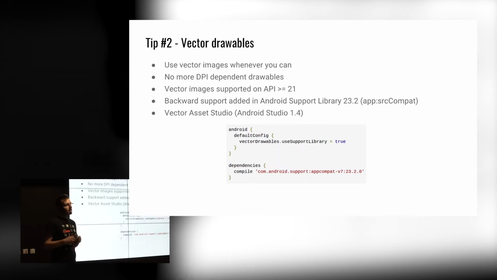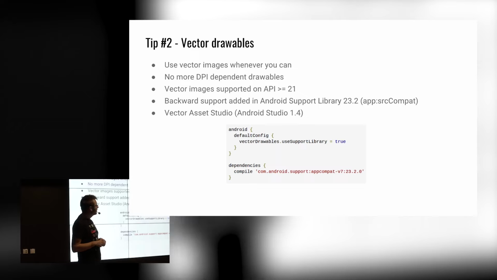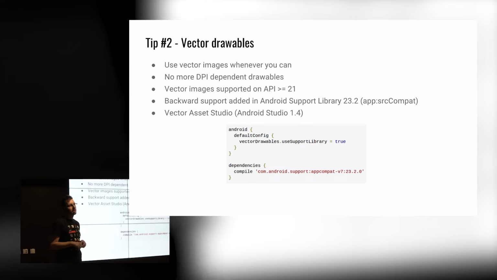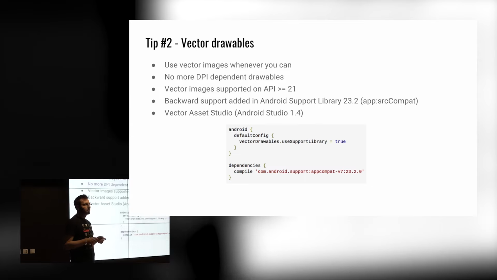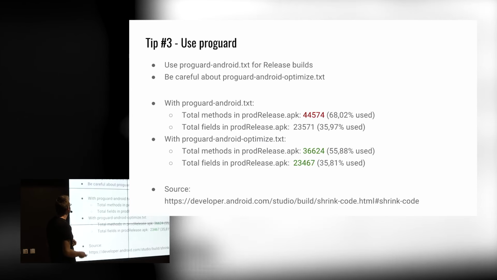Another nice thing which was added in Android Studio 1.4 is Vector Asset Studio, which is a tool where you can generate images and app icons and everything you want. There are some clip art icons from Material Design, which you can use and generate easily. Take a look at it, it's pretty great, but I think you know it already.